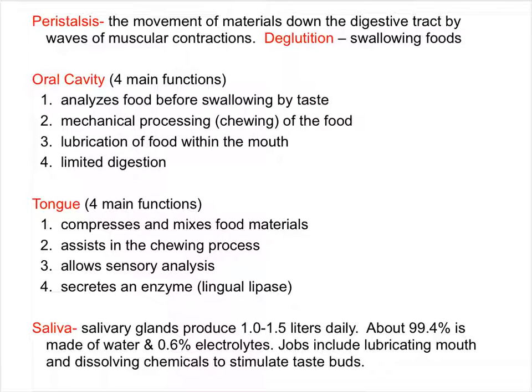Lastly, the saliva. The salivary glands produce about 1 to 1.5 liters of saliva a day. About 99.4% of the saliva is made of water. About 0.6% is electrolytes. The jobs of the saliva include lubricating the mouth and dissolving chemicals to stimulate taste buds.